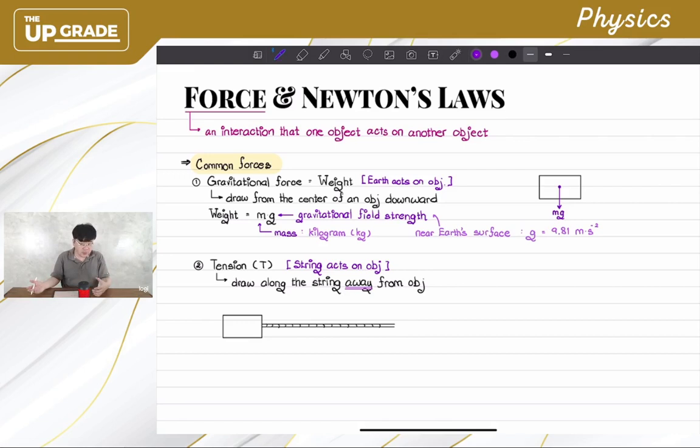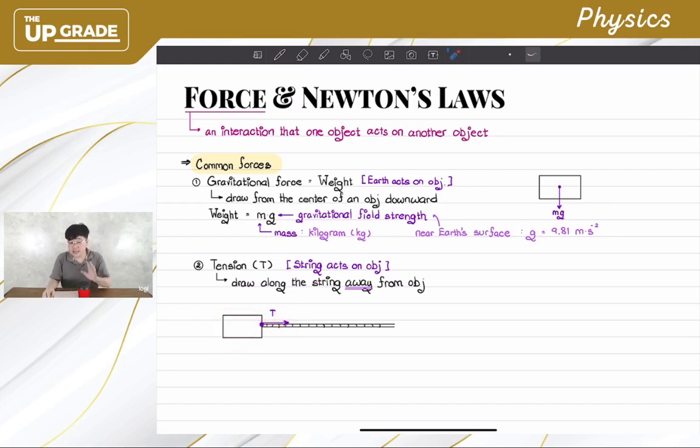You don't need to think too much. We start drawing the tension at the point where the string is attached to the box. Draw along the string. In this case, the string is flat, it's horizontal. So we draw it horizontally and away from object, so it means to the right. So label it capital T. Okay, so that is the tension. Now, this tension is the force that the string is pulling the box to the right.